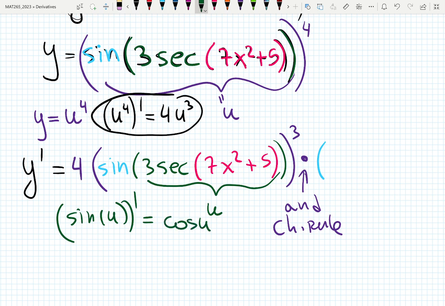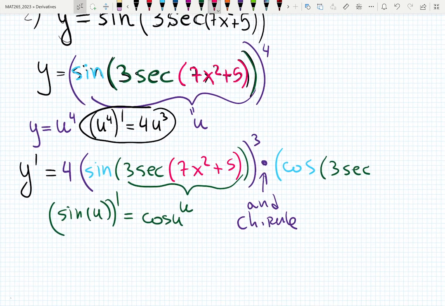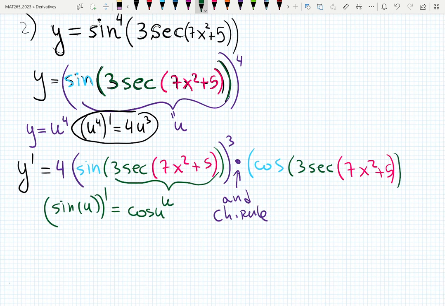So I'm going to write this down right now in blue. It's going to be cosine u, but do you know what my u is? My new u. That whole thing inside, 3 secant and stuff like that. I will put it in green. So I copy 3 secant and 7x squared plus 5, like so. Carefully close parentheses. In your homework, you're stuck often because you lose parentheses, just letting you know.